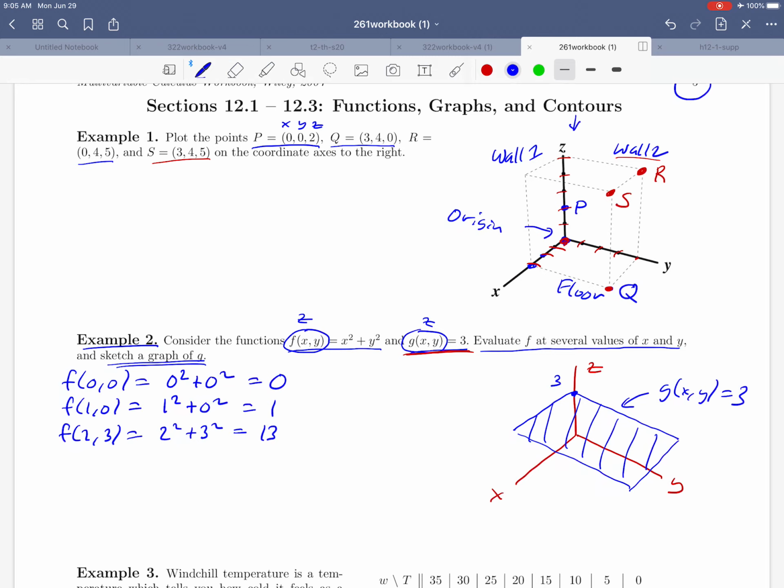I just want to make one last comment about the function f. They didn't ask us to graph this function, but if you want to see a picture of it, you could sneak a peek at the top of page 7. There's actually a graph of this function f of x y, and you can maybe take a look.